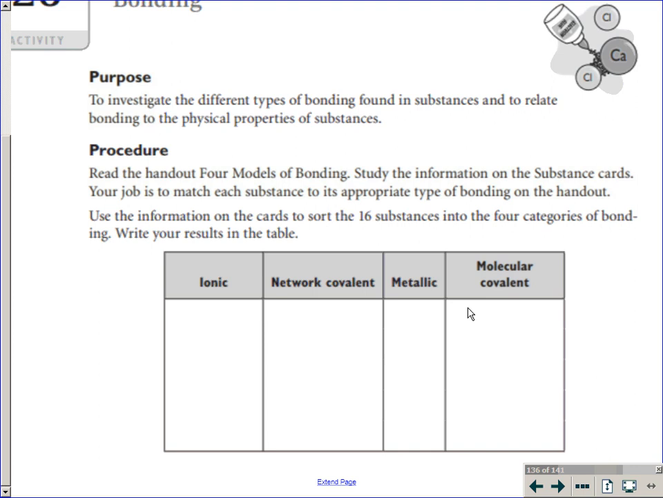Alright, get settled for me, and everybody scroll down to, I think, probably the fourth page, where it says 4 models of bonding. You see the 4 models of bonding. Read the handout on those procedural steps and study the information on the sublinks part. Your job is to match each sublink to its appropriate bonding type. Just follow the instructions.